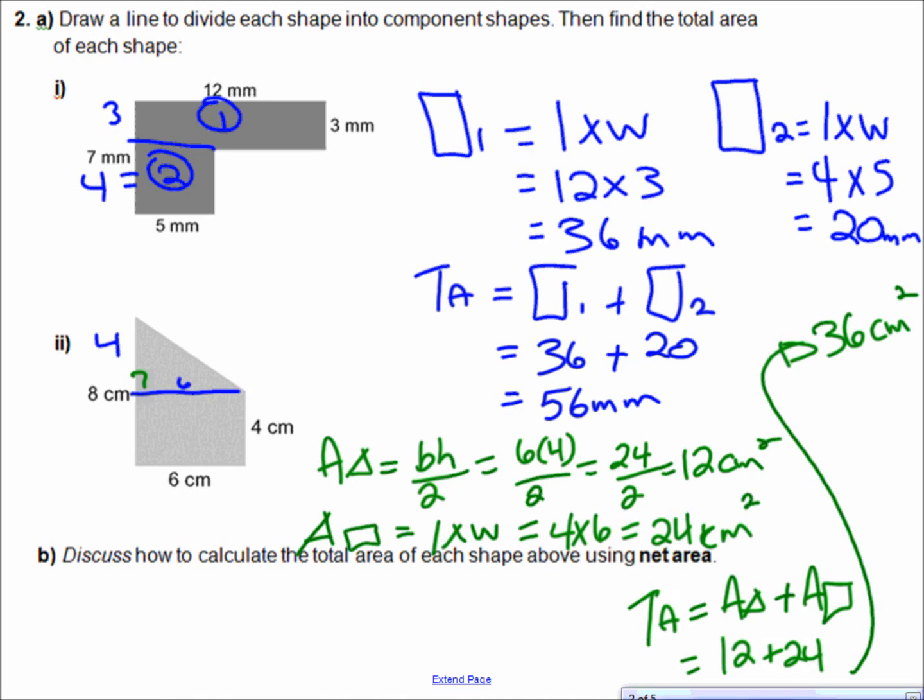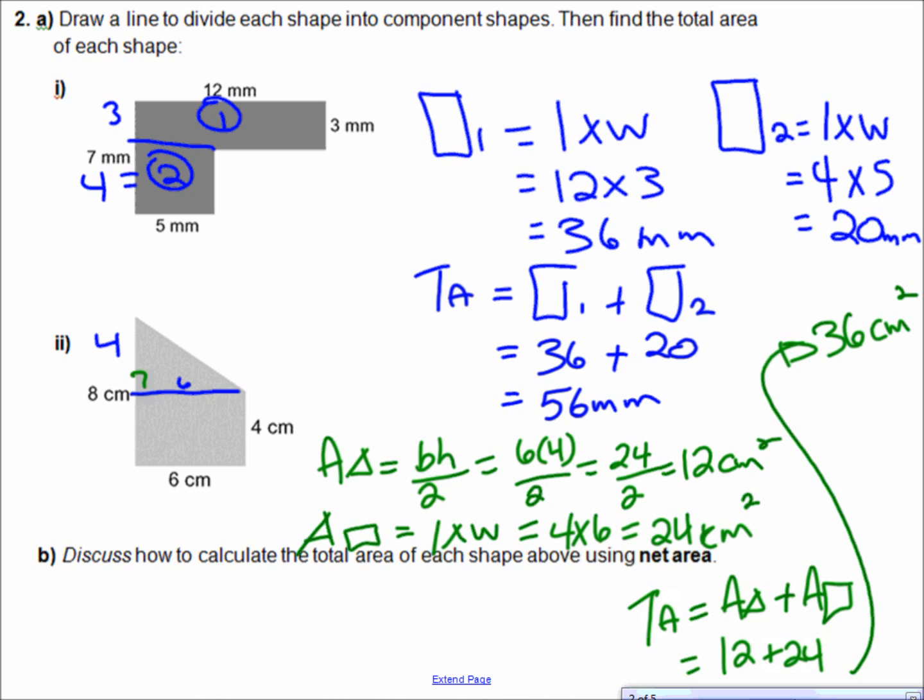Right? Okay, next, we can just verbally discuss this, especially because it's going up on the website, so it's not a big deal. Discuss how to calculate the total area of each shape above using net area. Okay, does anyone know what a net is? Can you think of what a net is? So a net is, if you were to sort of flatten the image out, what the net looks like, okay? Oh, sorry, no, I'm backwards. This is an opposite thing.